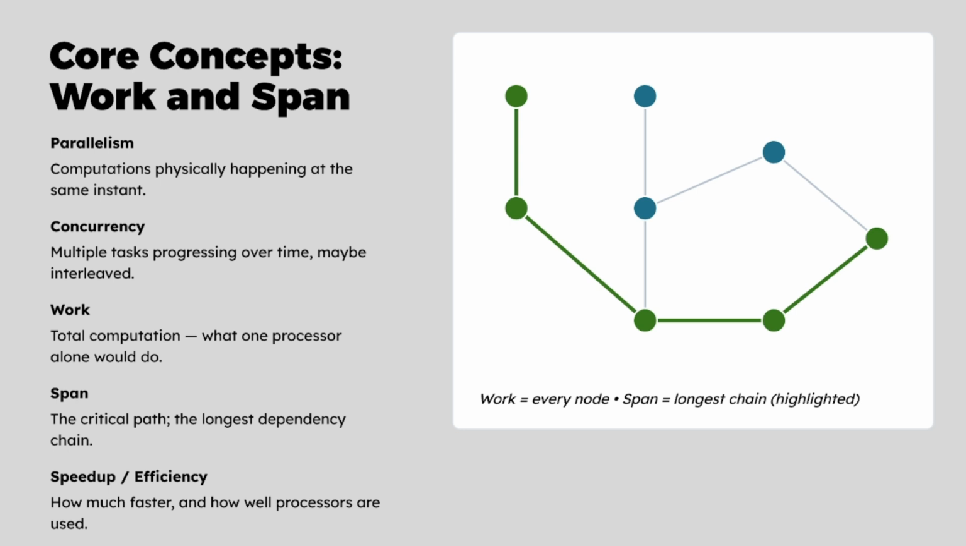From these 2 numbers, you get speedup, which is how much faster the parallel version runs compared to the best sequential version, and efficiency, which tells you how well you're actually using your processors rather than wasting them on overhead. And scalability describes whether your algorithm keeps performing well as you add more and more processors, or whether it hits a wall. Keep work and span in mind, because they come back constantly when we evaluate whether a parallel algorithm is actually good.